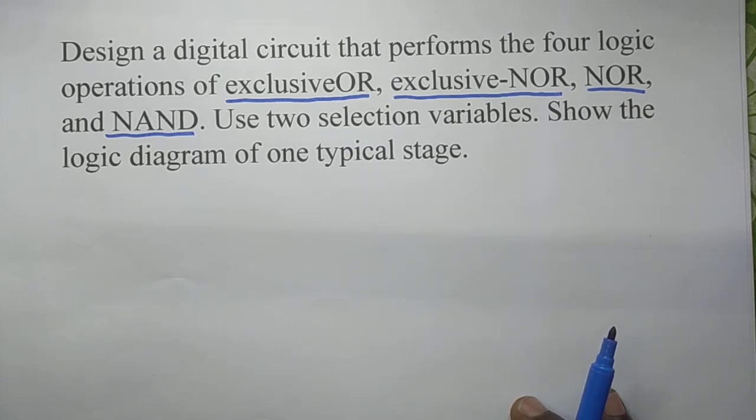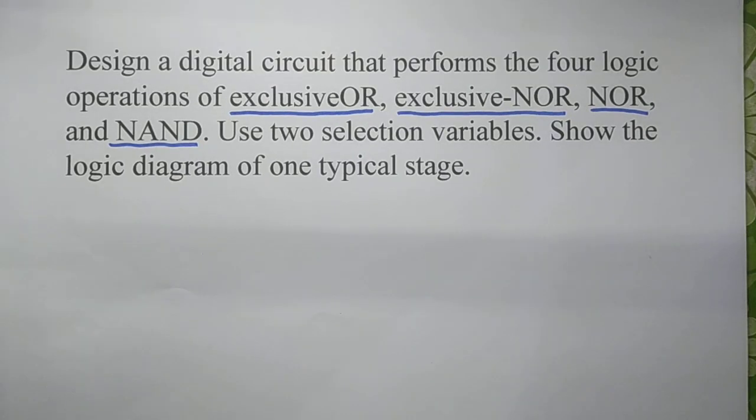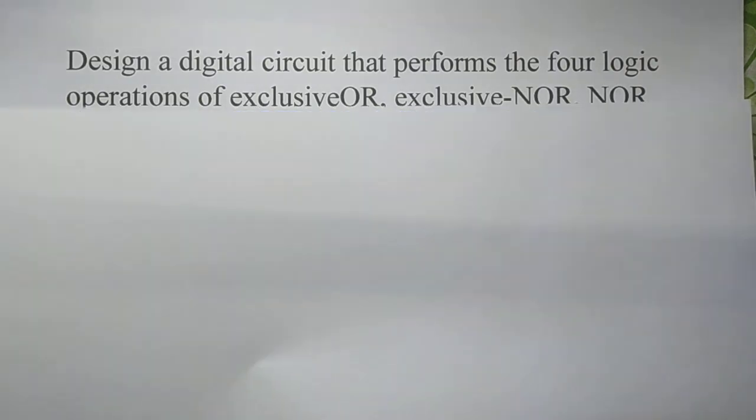Okay, how will you design using these four logic gates? Now I will show you how to design it, with two selectors, which we can call selection variables. The two selection variables activate the different logic gates. As per these two selection variables, I will show you in a very simple way how it is designed. So now we will design.